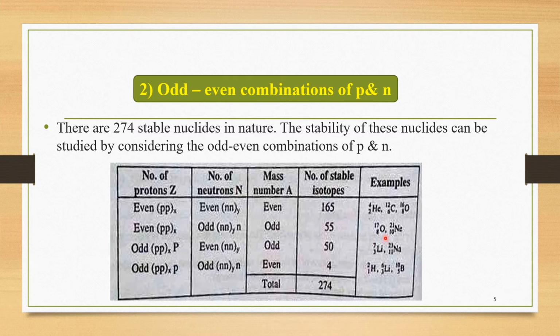The examples are oxygen nuclei with atomic number 8, mass number 17, and neon nuclei with atomic number 10, mass number 21. The third combination is odd proton number and even number of neutrons having odd mass number. So 50 stable isotopes occur in nature, for example, lithium nuclei with atomic number 3, mass number 7, and sodium nuclei. And the last one is odd number of protons and odd number of neutrons with even mass number, having a very small number, that is 4.